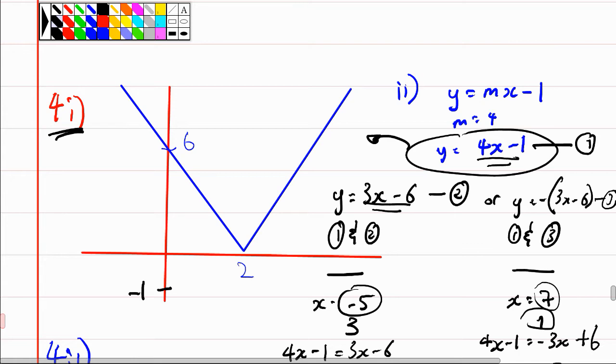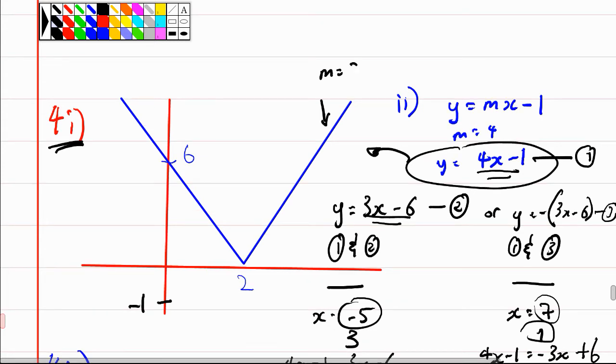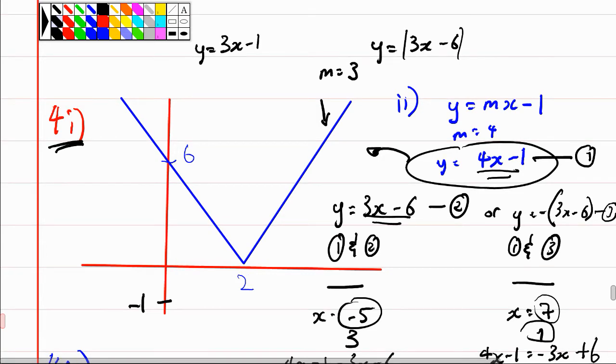Now, let's go with parallel first. Look at this gradient. What is the gradient here? m equals to... really? Wrong. m equals 3. Why? Because this is y equals 3x minus 6. Now, if m equals 3, what will you draw? Question, can you draw y equals 3x minus 1? This line will be parallel to what line? This blue line. Can you see that you will have a graph like that?